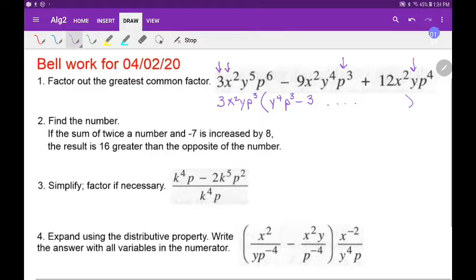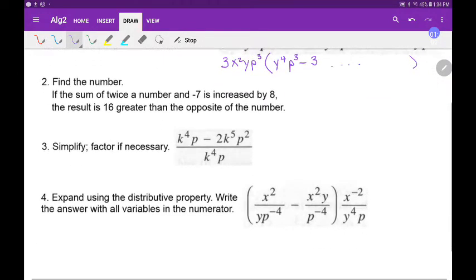Find the number if the sum of twice a number and -7 is increased by 8. The sum of twice a number and -7. If I'm adding a negative, it's really like subtracting. Normally I would protect the sum, you know, but since I'm only adding 8, I don't really feel like I need those parentheses.